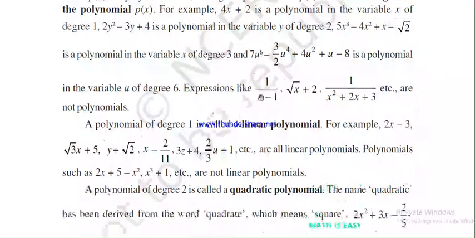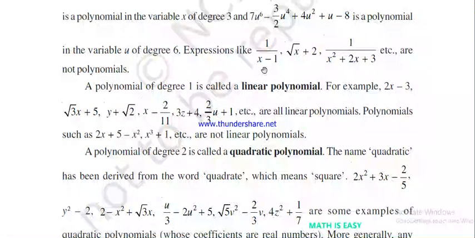Now there are some expressions like 1 upon x minus 1 or under root x plus 2. These are not the polynomials because the power of a variable should always be a natural number or maybe whole number. Power of x can be 0. If power of x is 0, then we call it a constant polynomial, where we have only the constant, no other variables. So here the variable power cannot be a fraction, cannot be negative. Then only I can say that expression is a polynomial. Otherwise, we call it simply an expression.